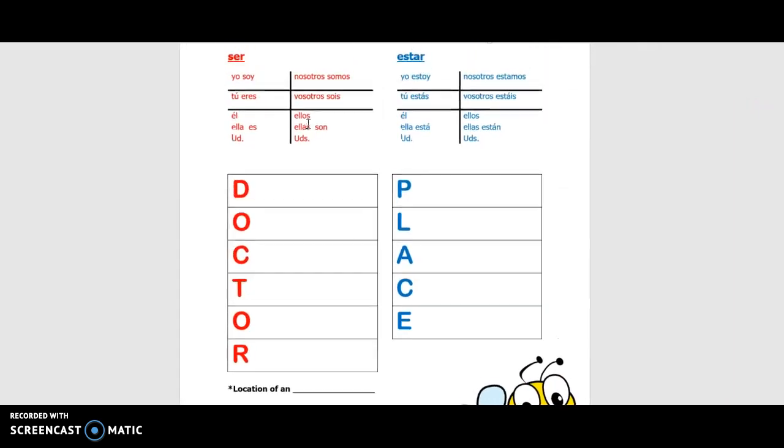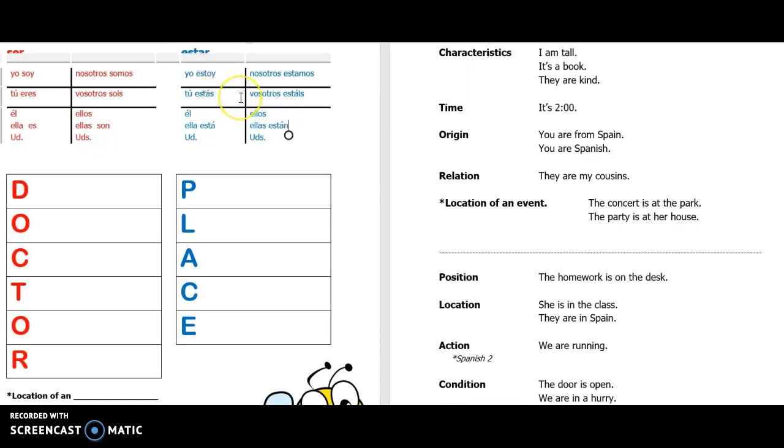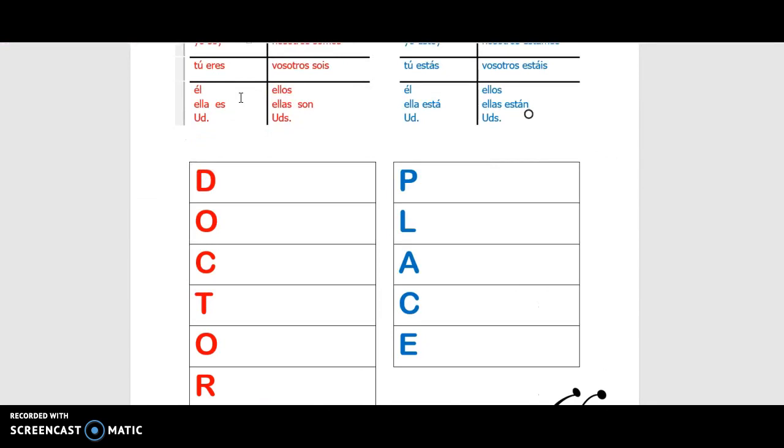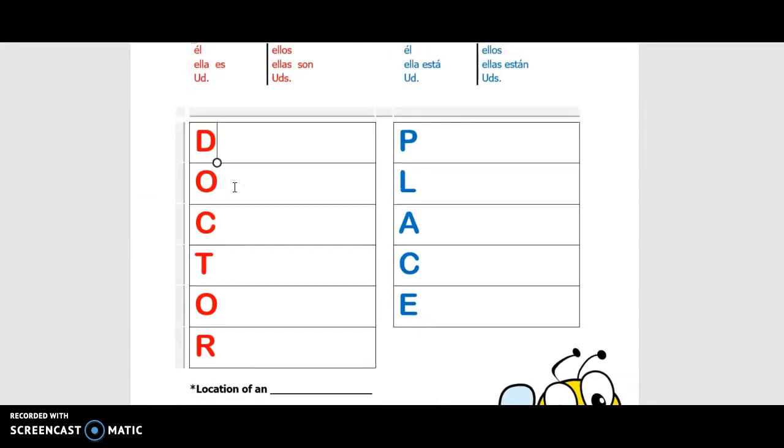So the way this is going to work is this. Ser, let's make this a little bit bigger so I don't get 2 pages on there. Cool. Ser is going to use the acronym DOCTOR. So every single letter stands for something. Let's go ahead and fill in the rest. D stands for date. So when we're talking about a date, like what day it is right now, what the date is, we are going to use a form of ser. O stands for occupation.